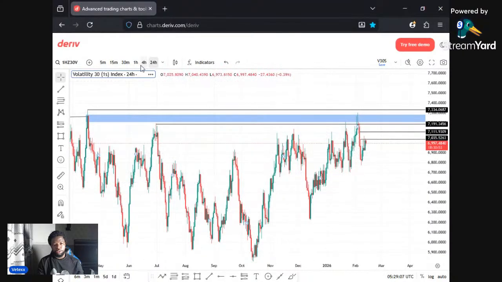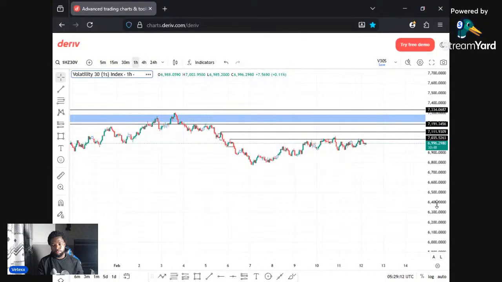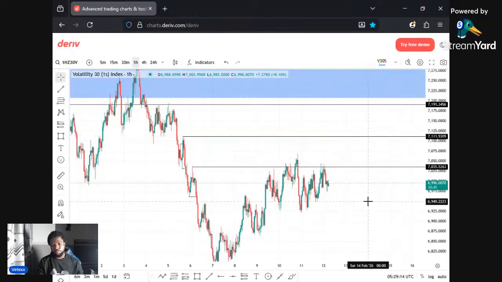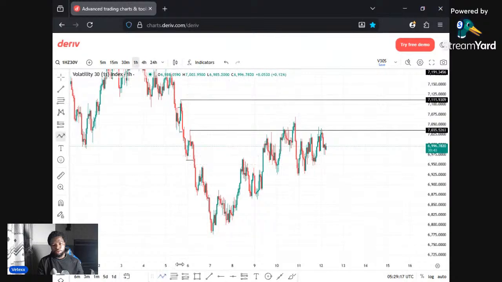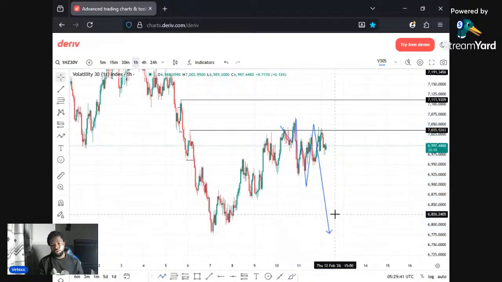So what do we do? Let's go to the 1 hour time frame and check. I was anticipating this. Remember, price has already started selling on the 1 hour time frame on V30 index. So I was anticipating this move: break this structure, come back to this zone, tap into my supply level and my point of interest, and then sell off. But it didn't do that.